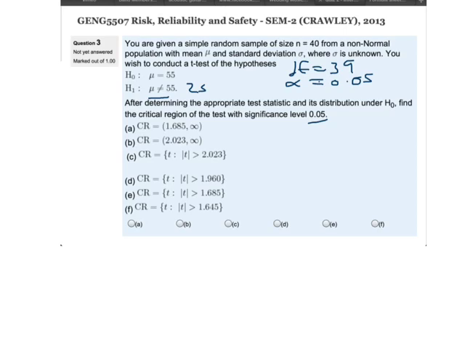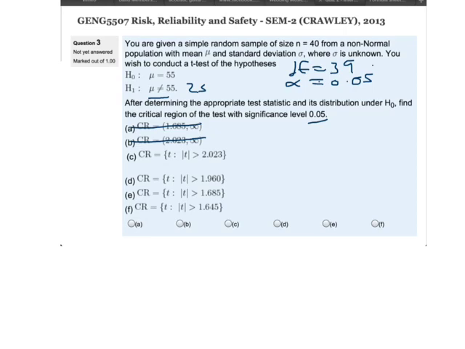Because it's two-sided, we know that t could be less than the negative value or greater than the positive value, which is the absolute value. So I'm going to wipe out a and b straight away. And let's put these actual ones into our table and see what we come up with.